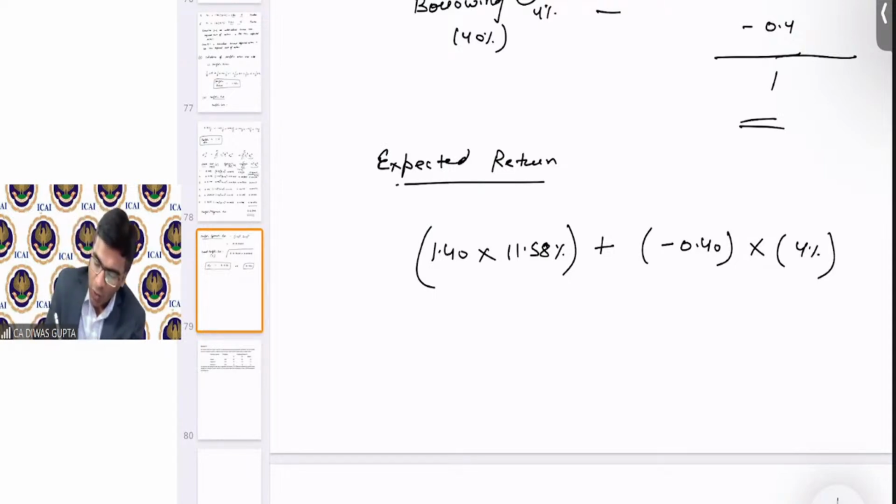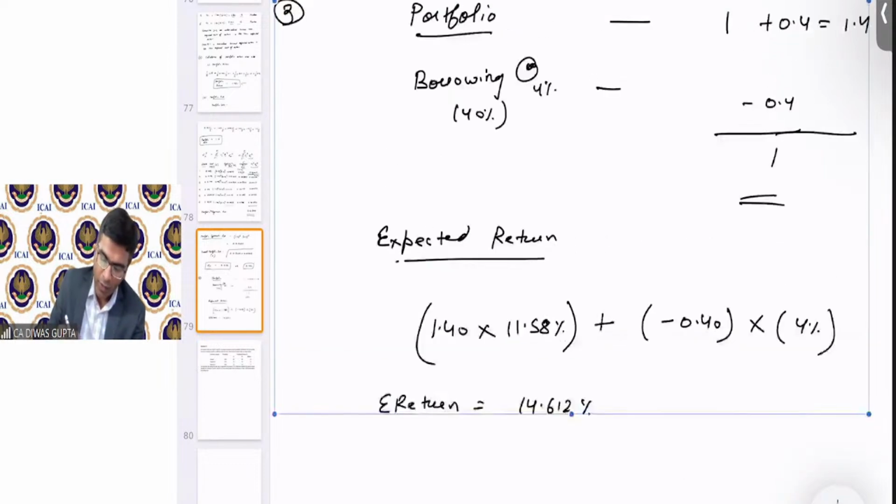Okay. So how much expected return will we get? 11.58 multiplied by 1.4, minus 0.4 into 4, sorry. So this comes in totality to 14.612. Correct, students? This is the expected return. Now let's come to the risk part.